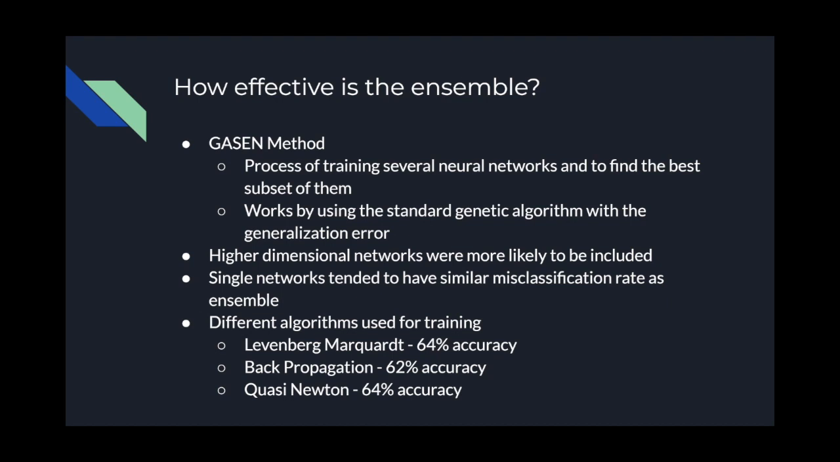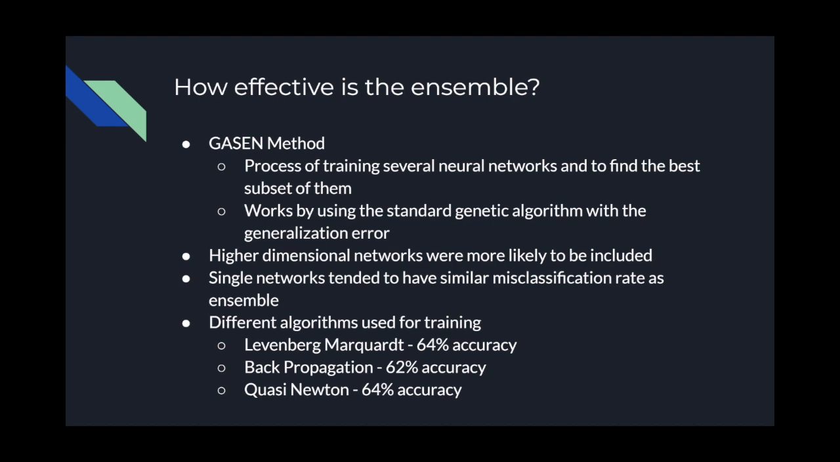worked with taking the genetic algorithm with the generalization error to find the most optimal networks out of the five. And we found that the higher dimensional networks were more likely to be included. And also single networks tended to have similar misclassification rates as the ensemble. Along with that, various different training algorithms for each of these networks resulted in similar results.